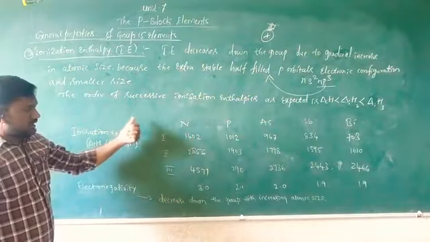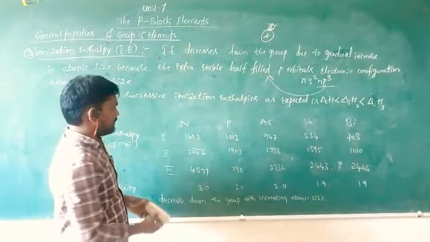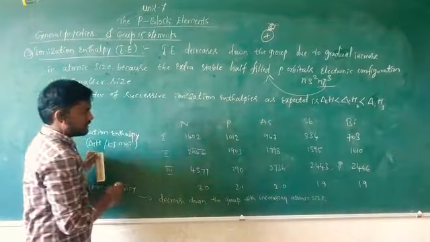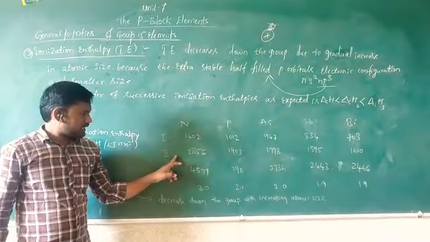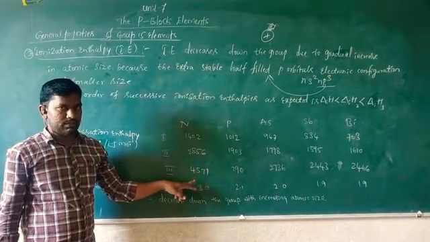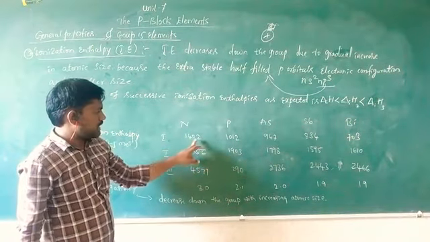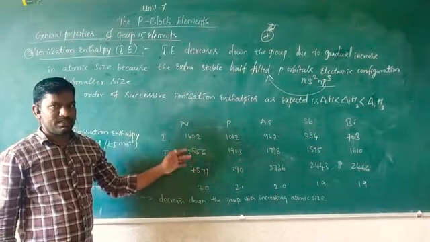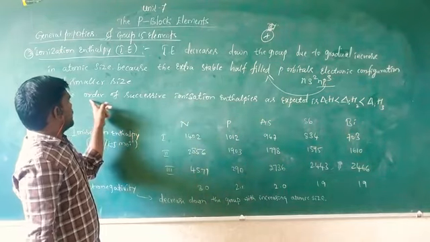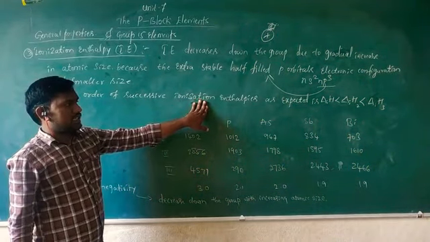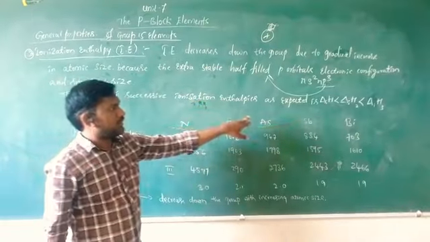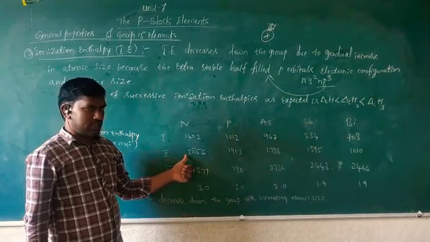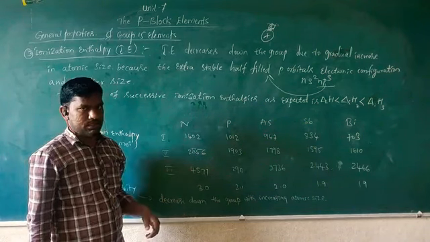Let's say in the table, nitrogen, phosphorus, arsenic, antimony, bismuth: first ionization enthalpy, second ionization enthalpy, third ionization enthalpy values. If you consider the values 14, 28 and 40, the numbers increase, so the order of successive ionization enthalpy is as expected. The third ionization enthalpy is higher than the second, and the second is higher than the first.